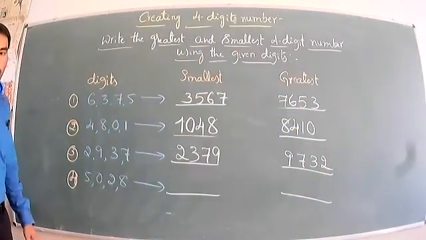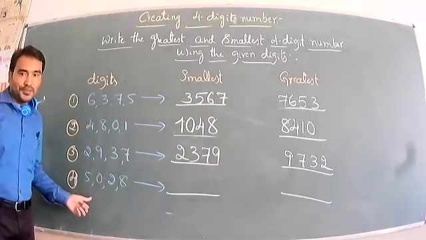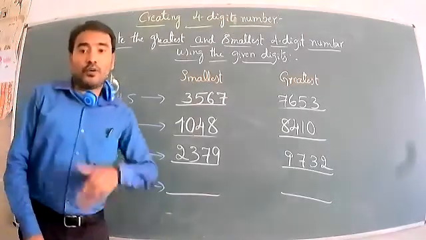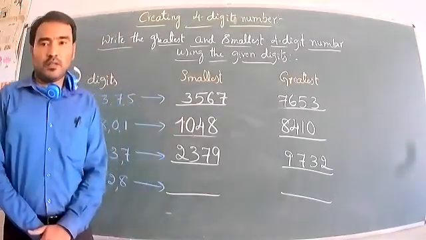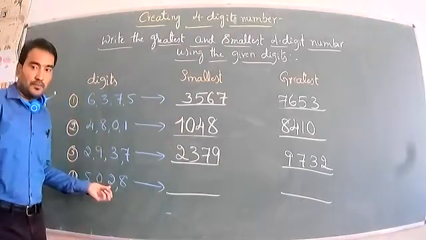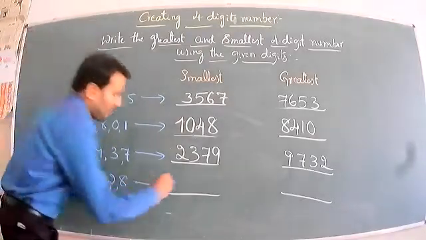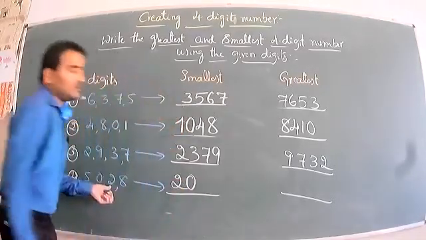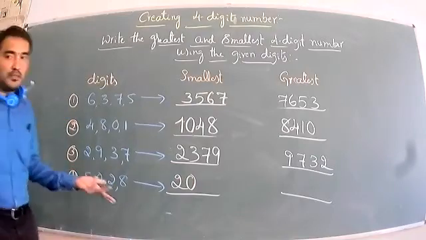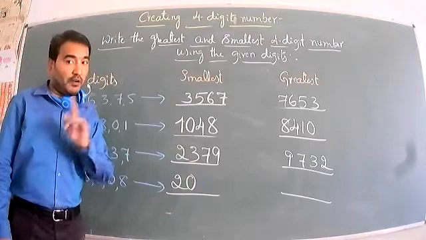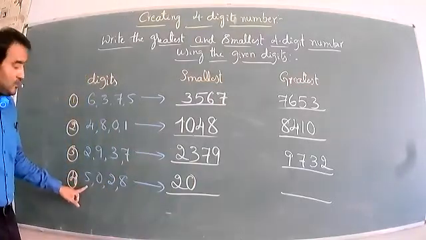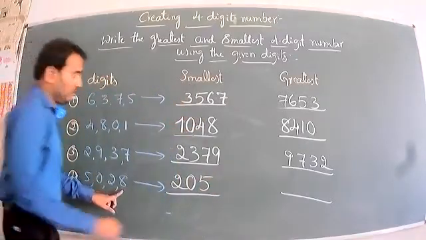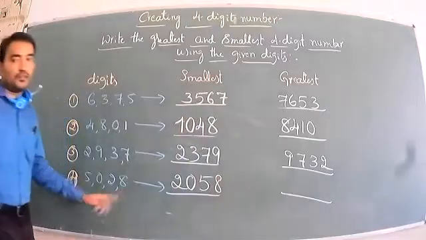Now the fourth one. Check the 0. 0 is there. So when 0 is there, what do we do? After 0, the next number should be smaller. Which number is smaller? 2 is smaller. First we should write 2, then 0. When 0 is first, it becomes a 3-digit number, not a 4-digit number, as you already know. Next, which number is smaller? 5. Next, 8. So finally 2058.